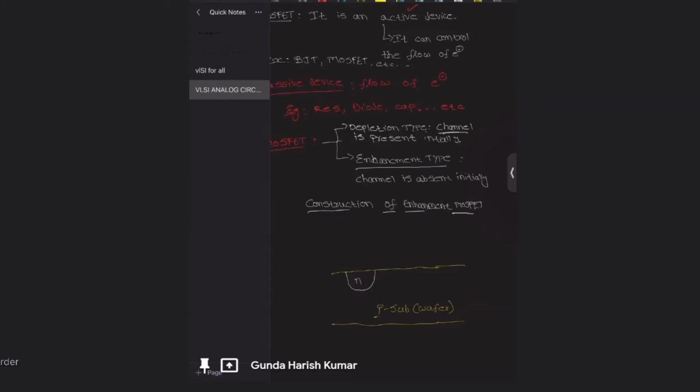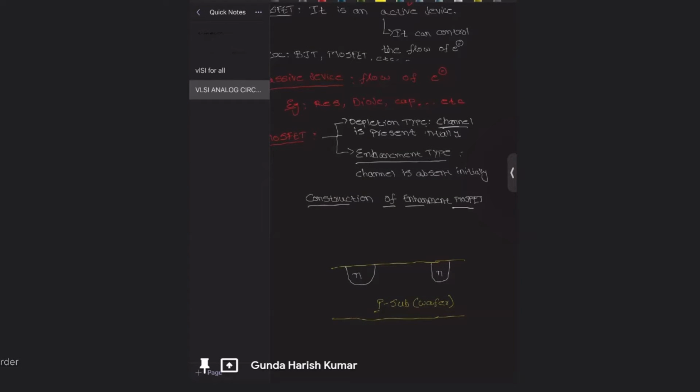we will dope N type in the P substrate, two N types. And we will create a metal contact. One is called source, one is called drain. You can interchange them because they are symmetrical. Anything can be drain, anything can be source. In the circuit, I will tell how to differentiate between source and drain. But coming to the construction, it is symmetrical.